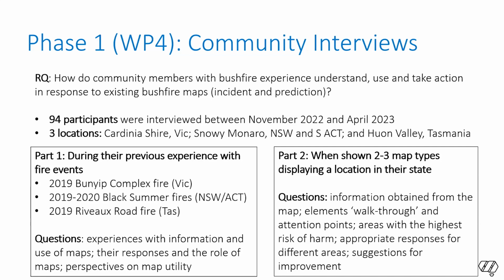among other questions. In most places, so in Cardinia Shire, New South Wales and ACT, they saw an incident map and a predictive map. And then in Tasmania, they saw 2 incident maps. So I'll dig into the results now.